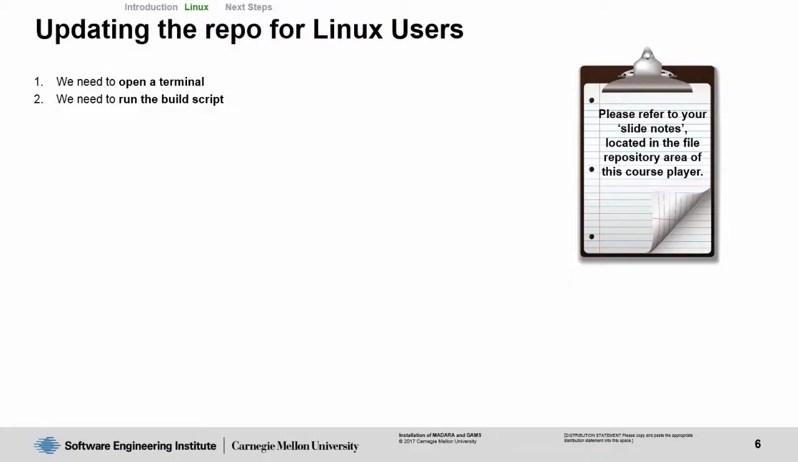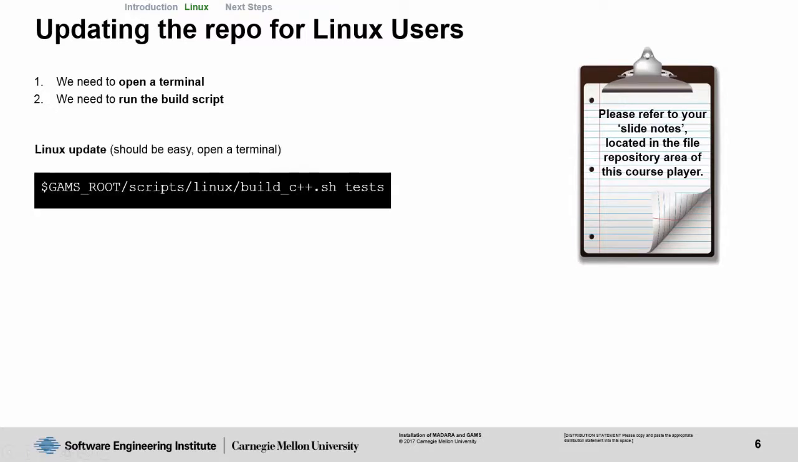After the initial installation of GAMS and MADARA on your system, you may need to update at a later date. The way you update the GAMS and MADARA software is very similar to how you install them in the first place. So the first thing we do is open a terminal, and then we run that same build script. Instead of doing all of the setting of variables, all of the git clones and things of that nature, all you need to do is call that build C++ script with test or whatever you want to do, and this will enable the features you want and just do simple git pulls in a very fast installation process.